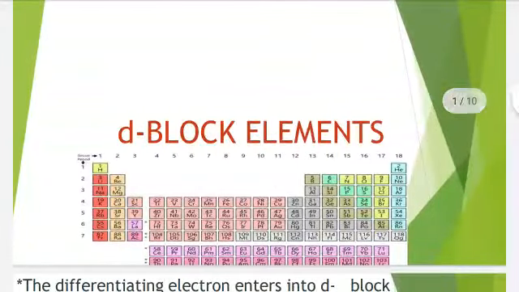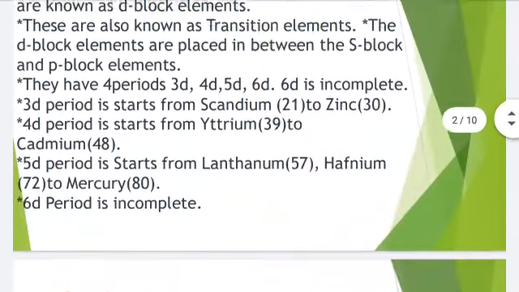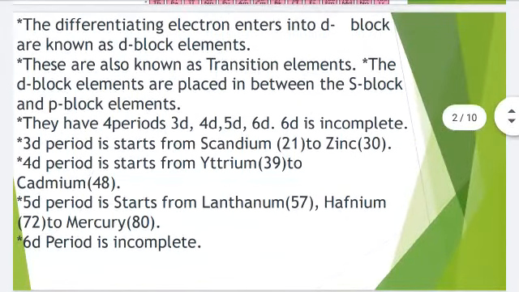This is the periodic table. Discuss about d block elements. The differentiating electron enters into d block are known as d block elements. These are also known as transition elements. The d block elements are placed in between s and p block elements.